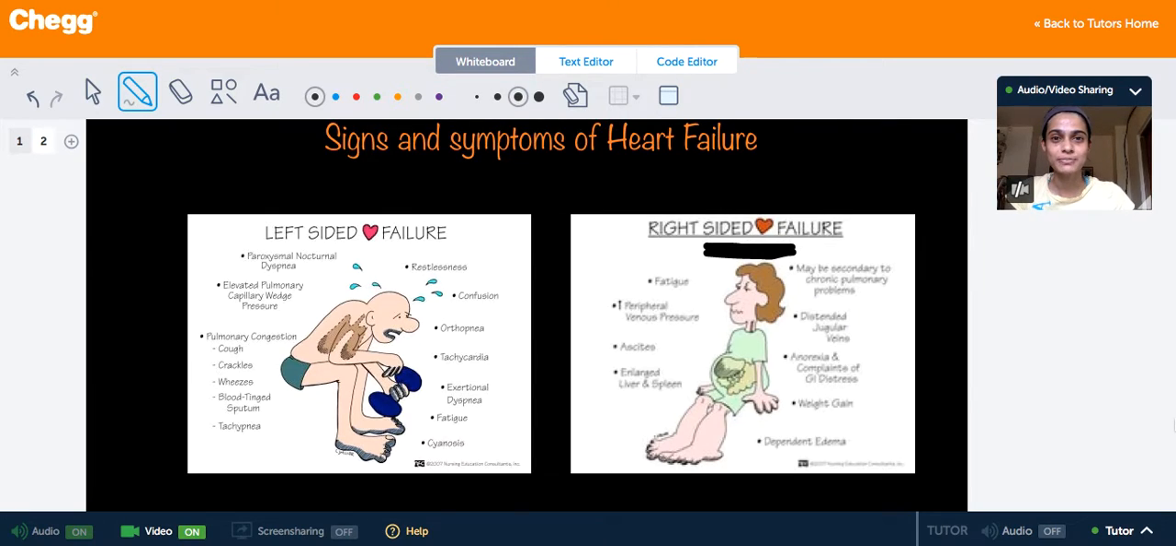In my last video I spoke about what congestive heart failure is and gave you a brief introduction to heart failure. In this video we're going to talk a little bit about the symptoms and signs of heart failure depending on what side is affected, left-sided heart failure versus right-sided heart failure. As you can see in this picture here, left-sided heart failure symptoms are somewhat different from the right-sided heart failure symptoms, and the differences occur because of where the blood is getting backed up in the body.